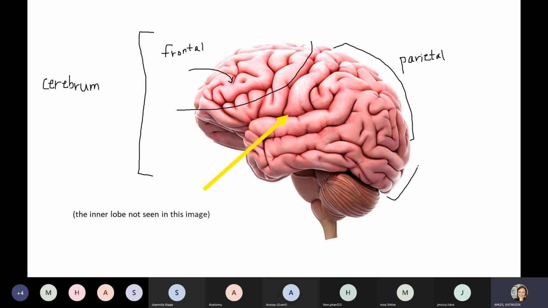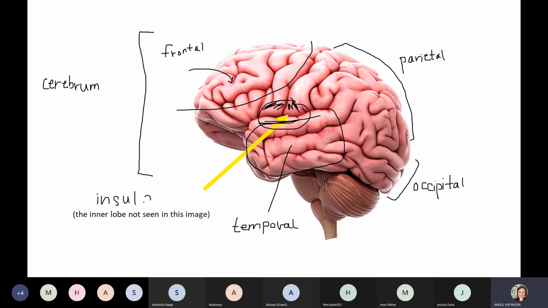In the back at the bottom of the brain, we have the occipital lobe. And on the side of the brain, this one over here is the temporal lobe. If we looked deep, so if we took away a little bit of the frontal lobe, a little bit of the parietal lobe, a little bit of the temporal lobe, if we looked deep inside here, we would also see a lobe of the brain called the insula. So the last of the 5 lobes of the brain is the insula that we see there.